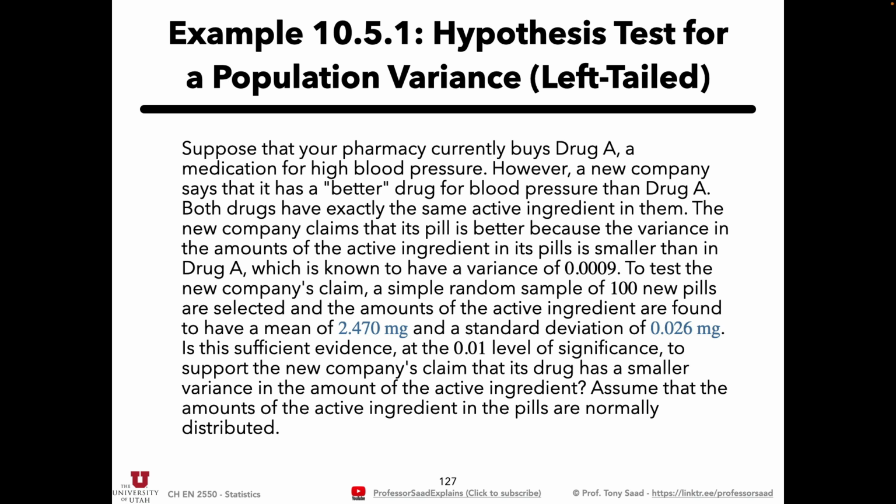The new company claims that its pill is better because the variance in the amounts of the active ingredients in its pills is smaller than in drug A, which is known to have a variance of 0.0009. So, although they have the same ingredients, one company has better control over its manufacturing to reduce the impurities. How clean is your drug, right?